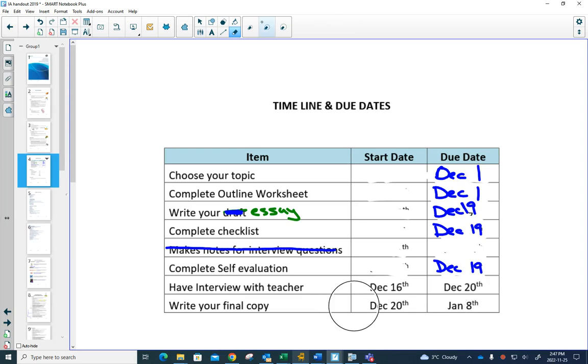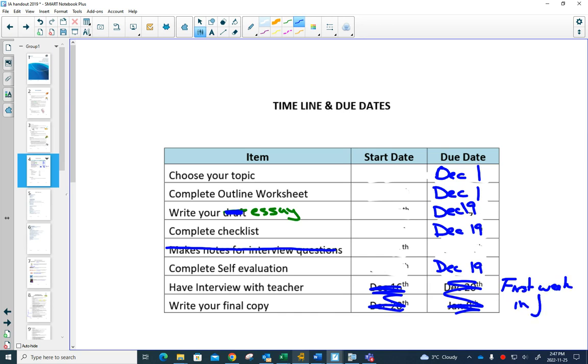Then these ones don't change, actually. Yes, they do change. I think I have January dates in here. Okay, we're going to make a schedule. When you get back in the first week in January, we're going to make a schedule to have interviews. Okay? And everybody's final essay is due 1 week after their interview.